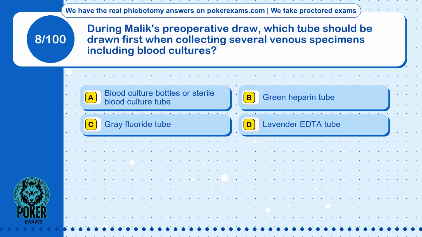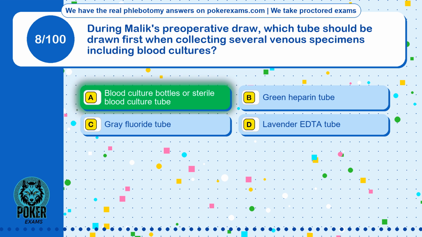Question 8. During Malik's preoperative draw, which tube should be drawn first when collecting several venous specimens including blood cultures? Option A, blood culture bottles or sterile blood culture tube. Option B, green heparin tube. Option C, gray fluoride tube. Option D, lavender EDTA tube.